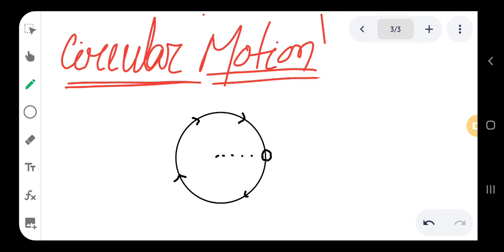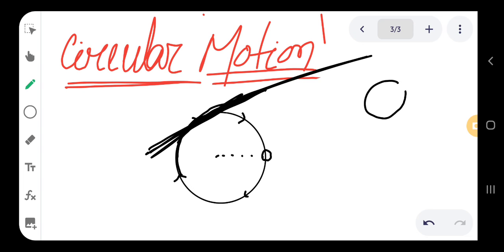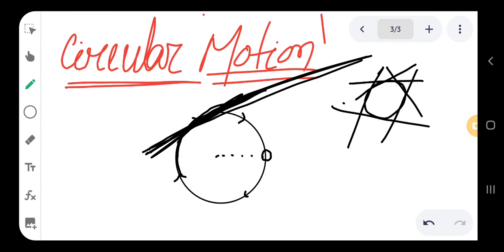When you are throwing, the stone will go tangentially. Tangential means touching the circle straight. It is tangent to the circle. Just suppose this is the circle, this is a tangent, this is another tangent, and this is another tangent. These are the tangents touching the circle. So tangentially it moves, it will go like this, in a straight path.